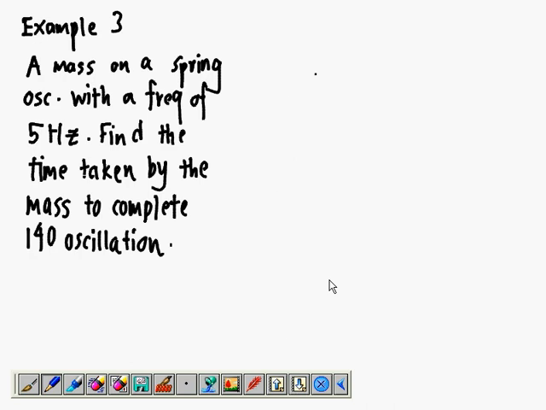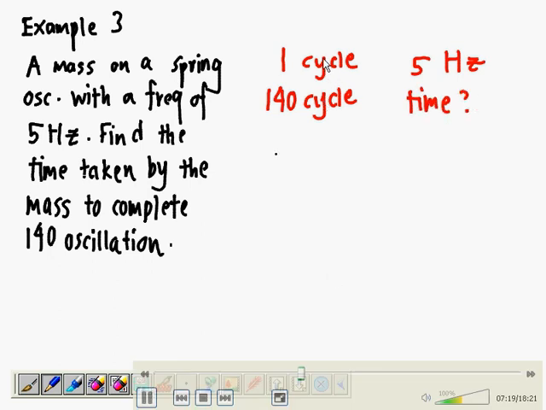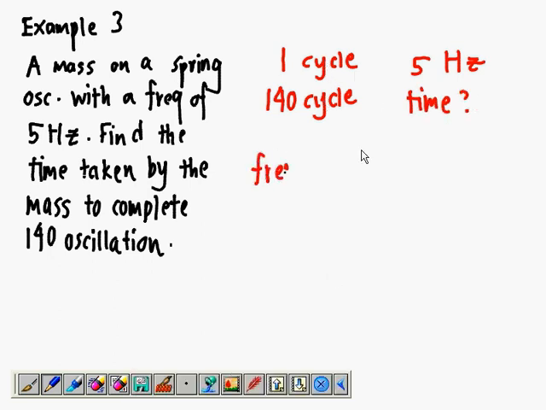Example 3. A mass on a spring oscillates with a frequency of 5 Hz. Find the time taken by the mass to complete 140 oscillations. So 5 Hz, it's not 1 cycle, it's actually 1 second. Okay, this part is 1 second. So 140 cycles, how much time does it take?